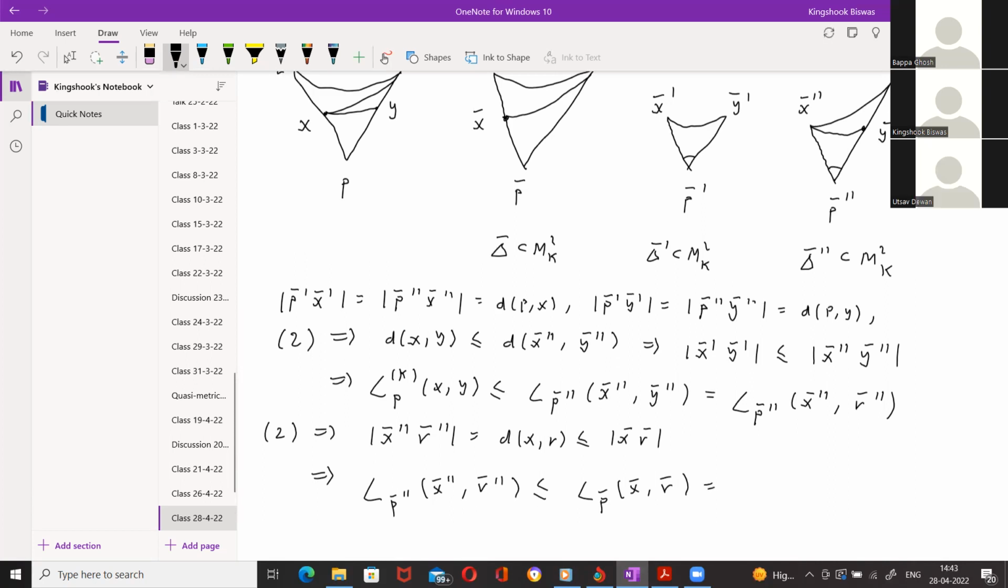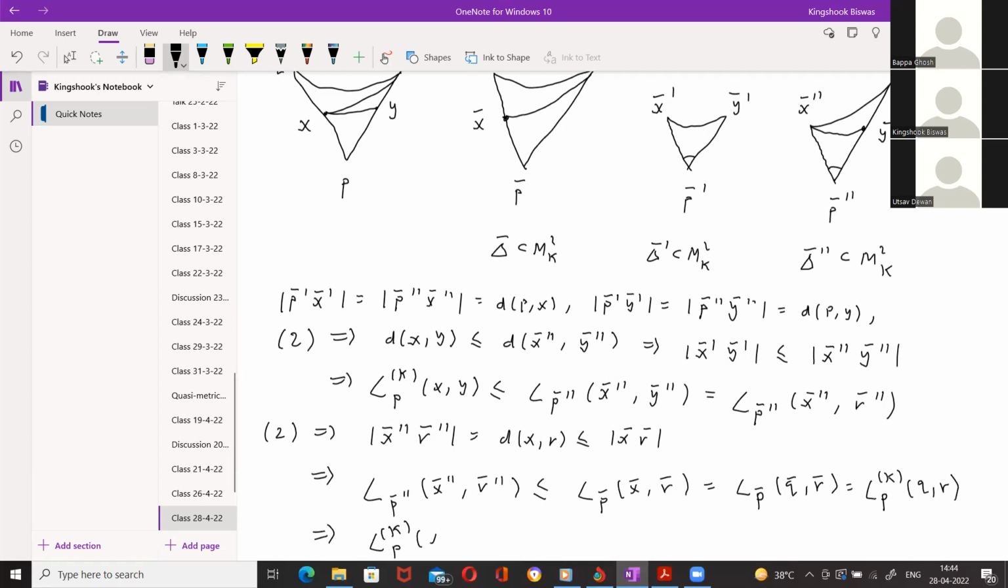Yes, sir. And this angle is the same as the angle at P bar between Q bar and R bar. And that is the same as the comparison angle at P between Q and R. So you put these inequalities together, you get that the comparison angle between XY at P is less than or equal to angle P bar double prime, X bar double prime, R bar double prime, which is less than or equal to the comparison angle between QR at P, right? So therefore, we're done.